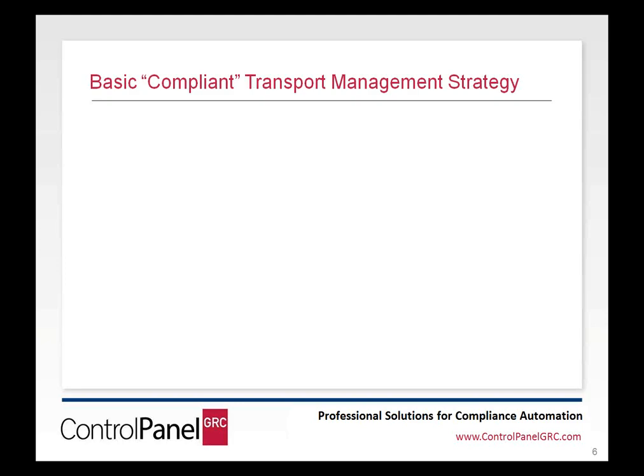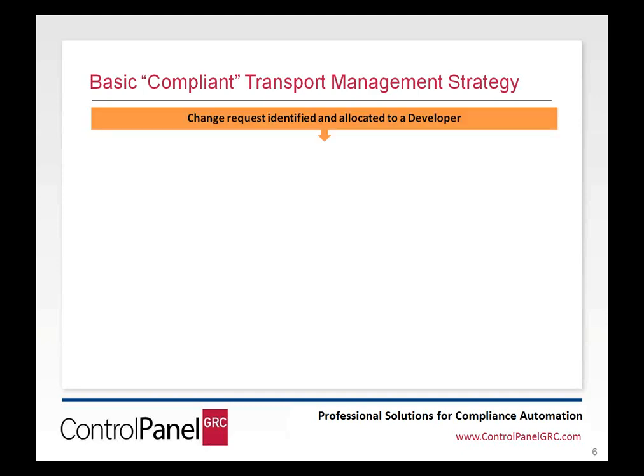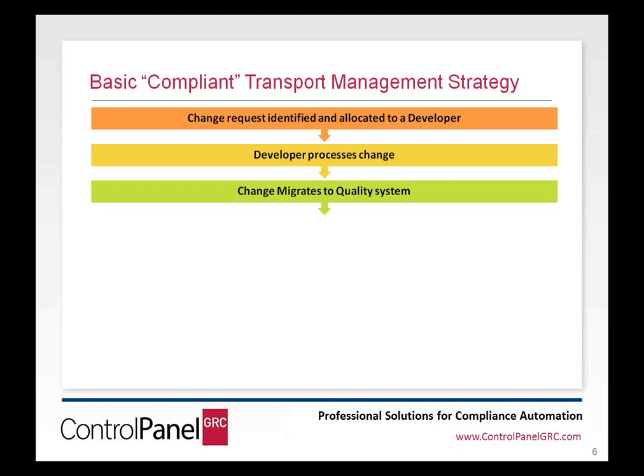So now I wanted to talk a little bit about a pretty basic compliant transport management strategy. This is pretty similar to what we see at a lot of our customers, but it gives you an idea of what you might do to manage the transports and make sure you're getting appropriate sign-offs. So first, we have a change request that's identified and it's allocated to a developer. A developer is going to process the change. They might be writing a report, changing configuration, whatever that item might be. They're going to then take that change and collapse it into an SAP transport and release it to push it into workflow. The change would then migrate to the quality system.